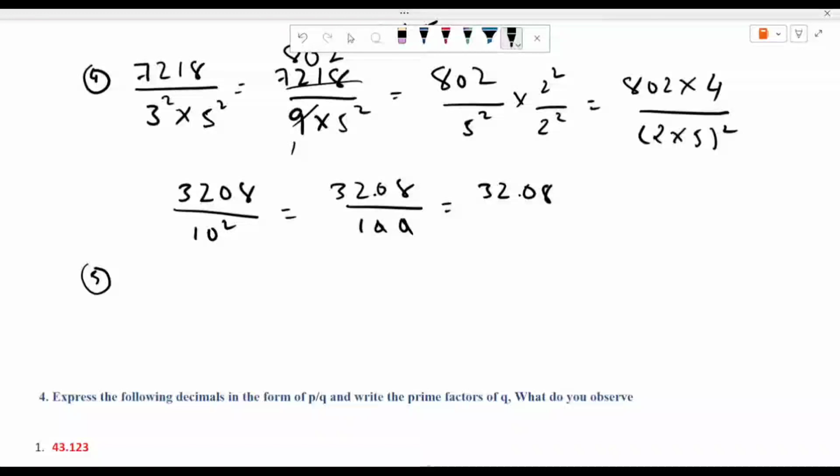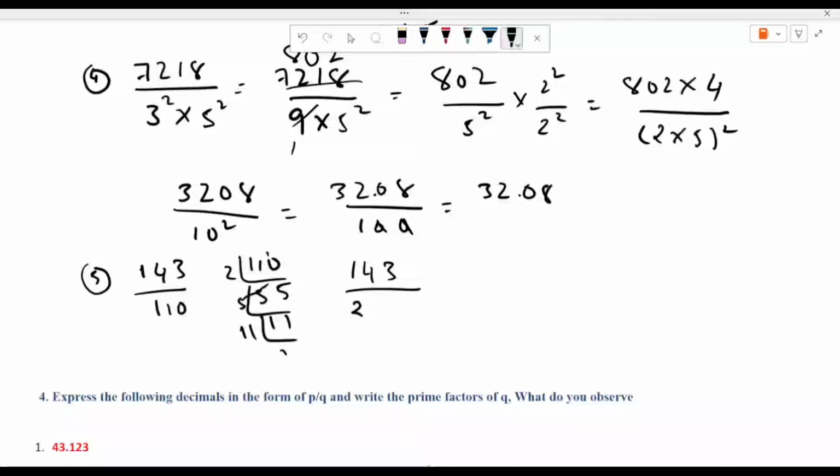Okay, now let us take the fifth question. Given here is 143 divided by 110. So I have to write the prime factorization of 110. How can I write 110? 2 5s are 10, then 5 1s are 5, then 11 1s are 11. So I can write 110 as 2 into 5 into 11.